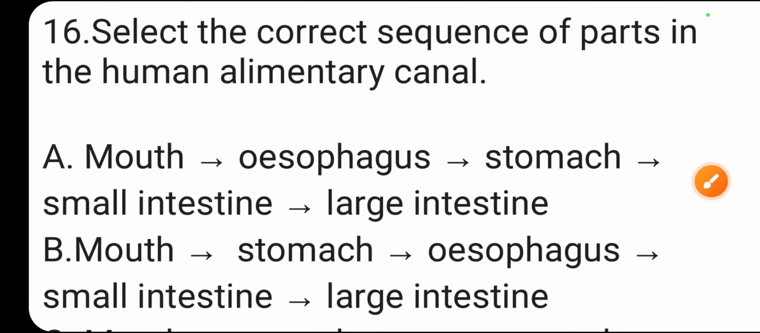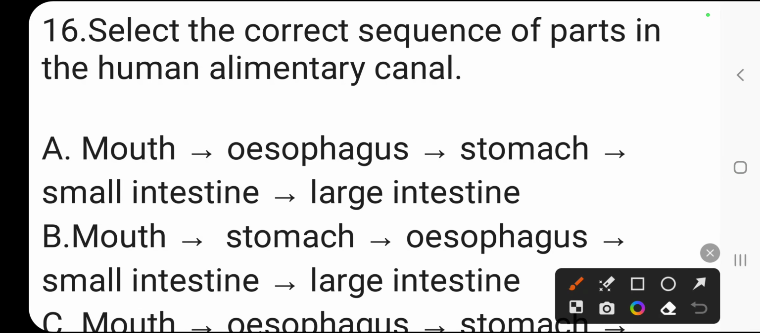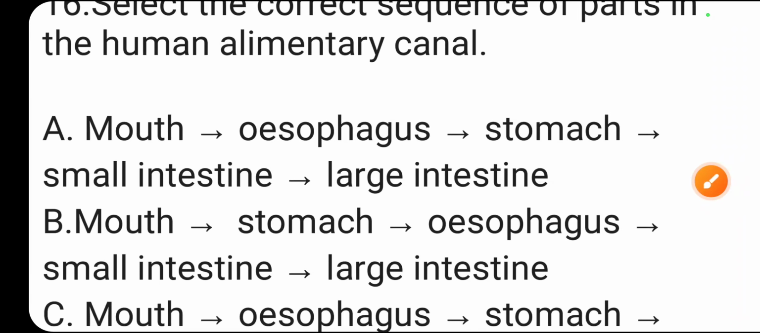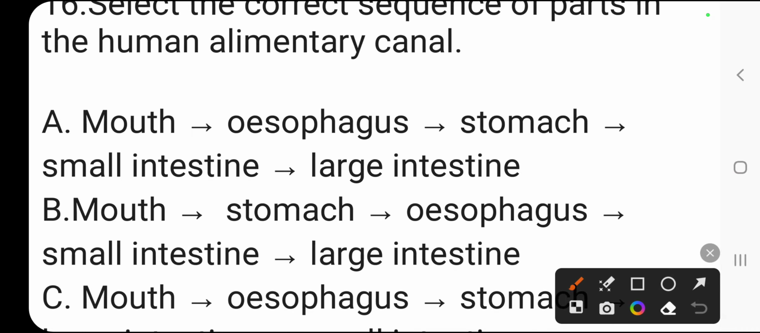Next, select the correct sequence of parts in the human alimentary canal. Like the sequence of digestive processes, ingestion and so on, the same way, the correct sequence of digestion involves the correct organs through which it is aided. So, the correct answer for this will be mouth, esophagus, stomach, small intestine and large intestine.